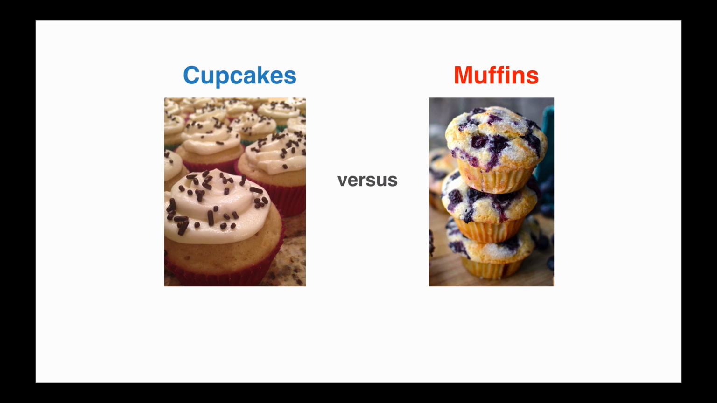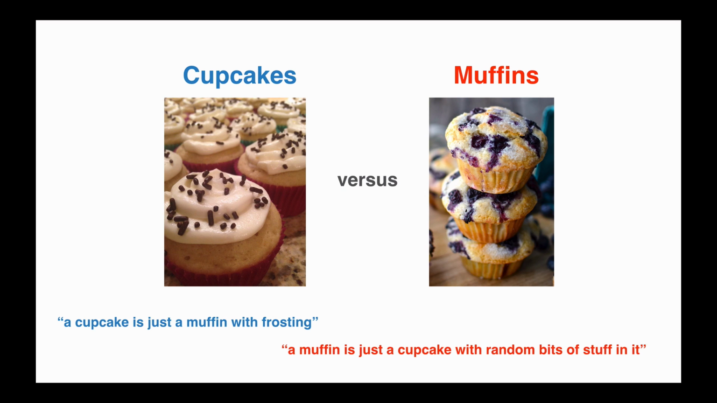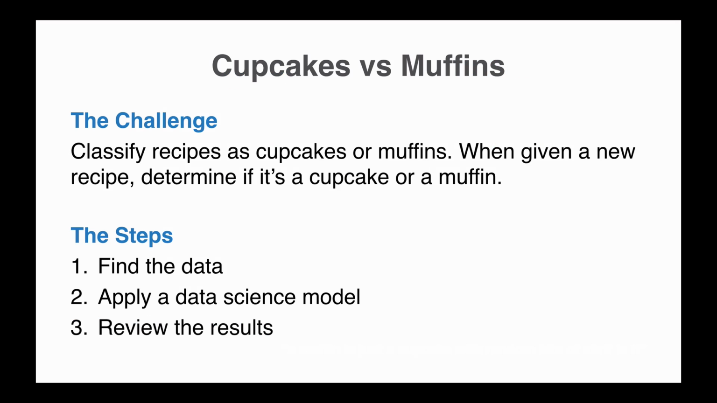Every time that I make cupcakes, my husband and I always have this debate on cupcakes versus muffins. He thinks that they're exactly the same thing, except that a cupcake just has frosting and a muffin has random bits of stuff in it. Being the experienced baker that I am, I completely disagree, and I just know that cupcakes and muffins are inherently different, like their batter is different. And so I decided to challenge myself and create a classifier to classify recipes as cupcakes or muffins.